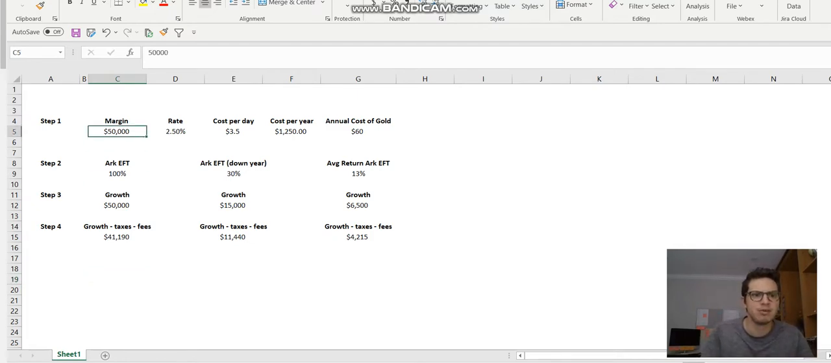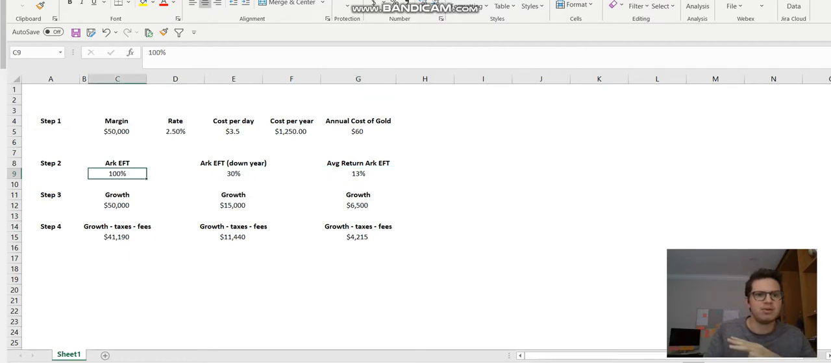So let's start off this example with $50,000 of margin, 2.5% interest rate, cost per day is $3.50, cost per year is $1,250, and the cost of having Gold. So it's $5 a month, 12 times 12, that's $60 a year. So example 1, 100% ARK ETF. Example 2, 30% ARK ETF. Example 3, just an average 13% on any other ETF.